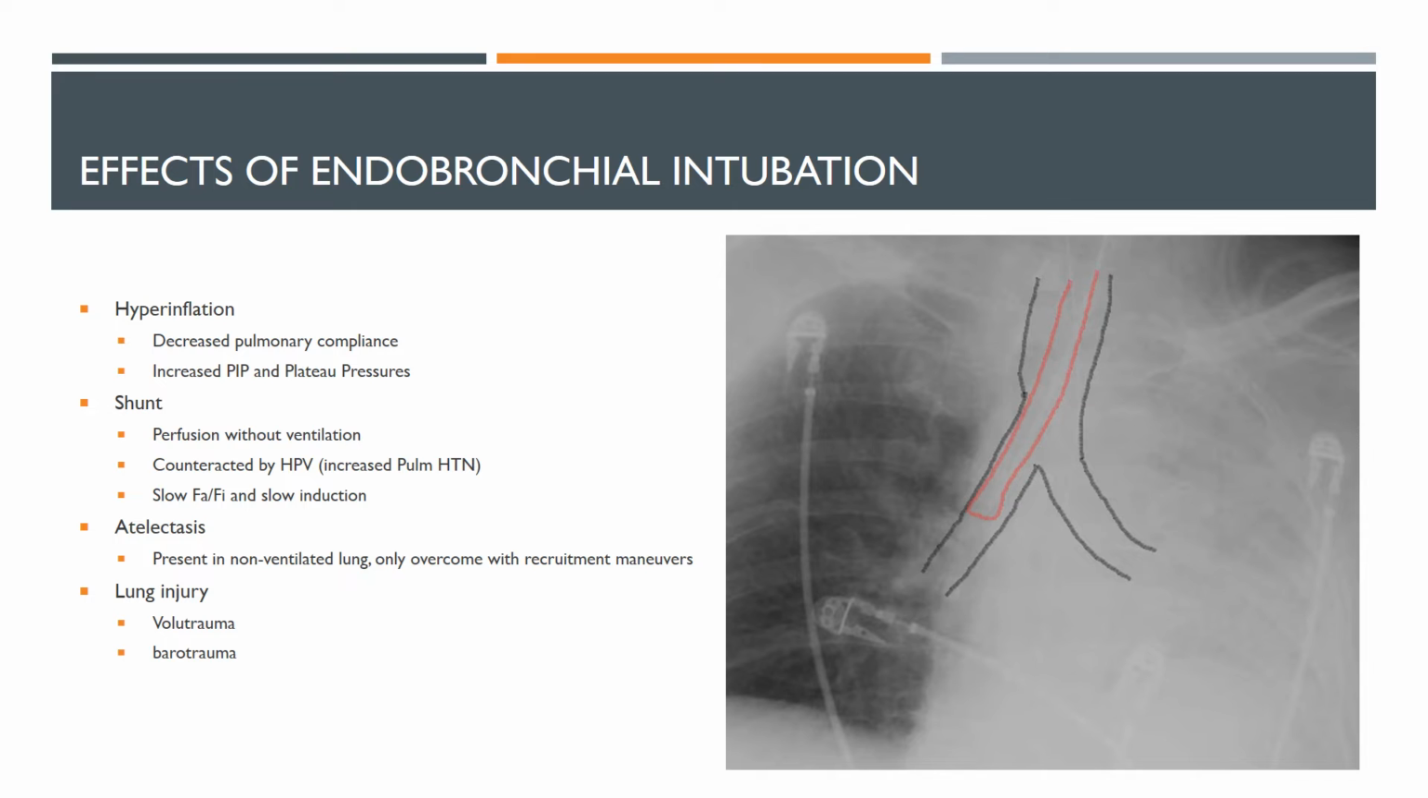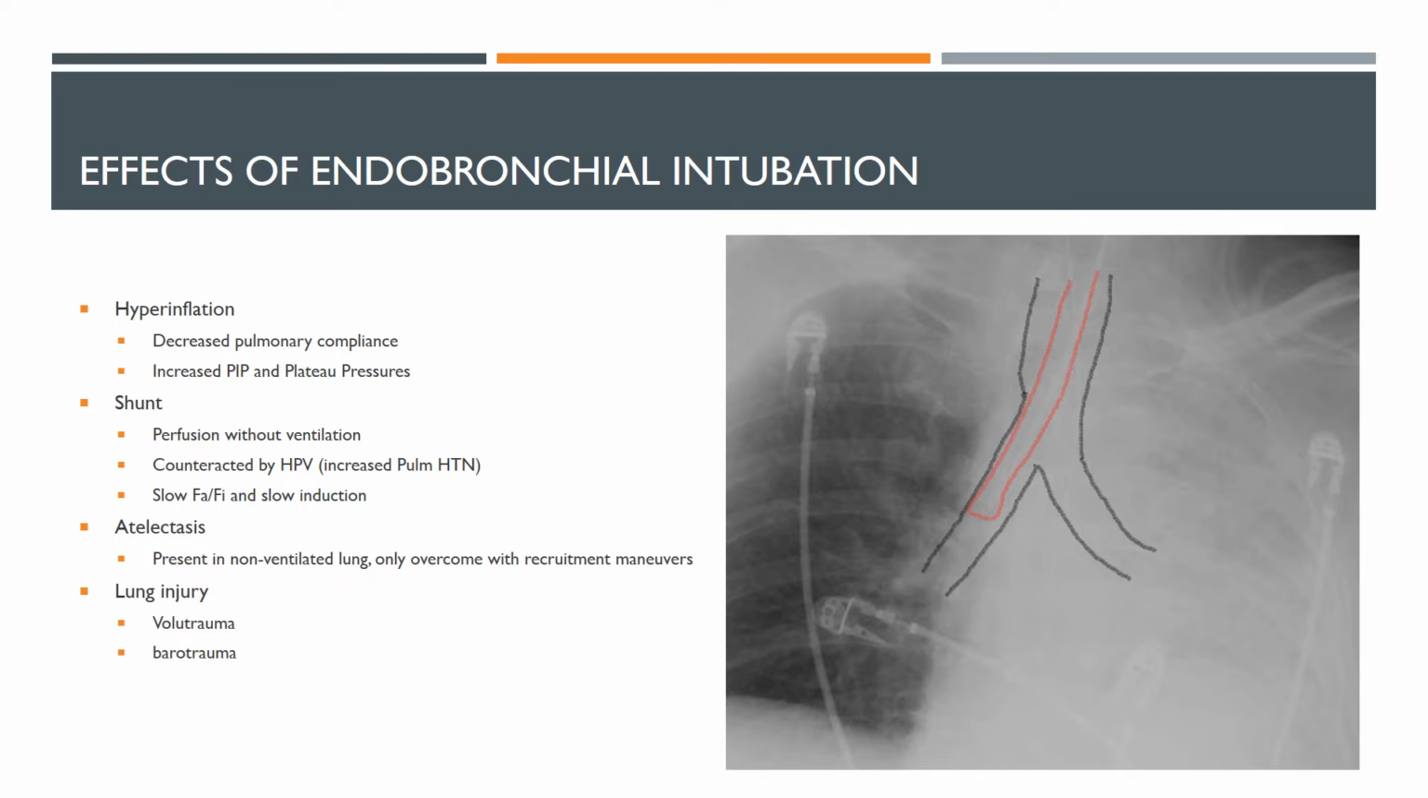So some things that happen when an endobronchial intubation occurs are hyperinflation. This will result in decreased pulmonary compliance and increased peak inspiratory pressures as well as plateau pressures. Shunting occurs, as we know from our time in the thoracic room. Whenever we ventilate only one lung, both lungs are still perfused, and shunt results when any perfusion without ventilation occurs. Now, this is counteracted somewhat by hypoxic pulmonary vasoconstriction, although this isn't 100% effective in reducing shunt.